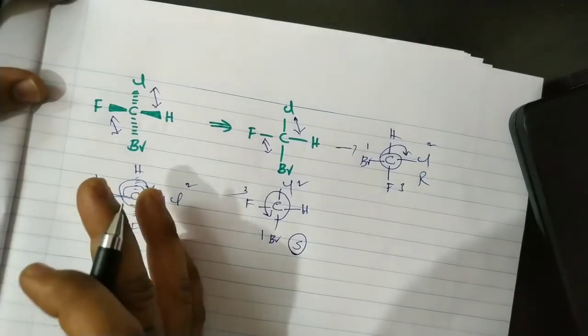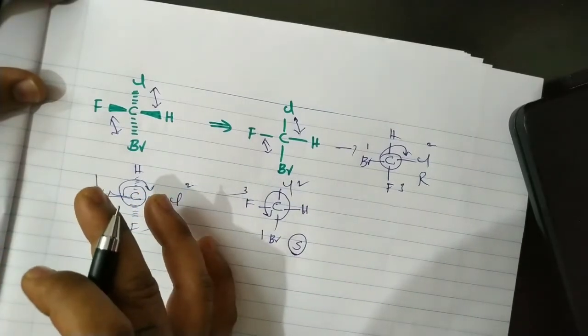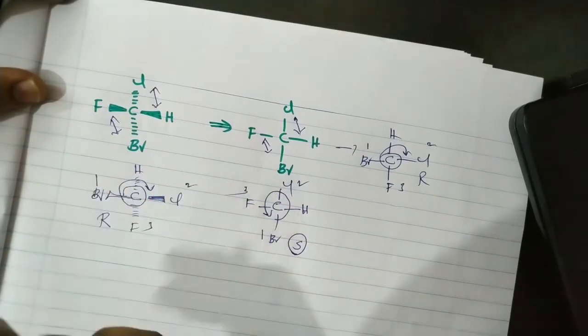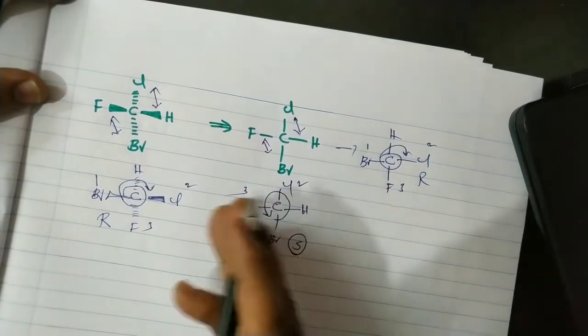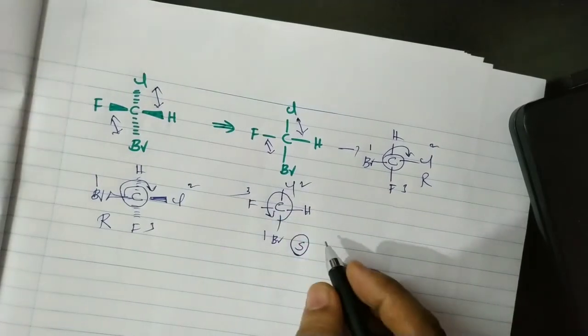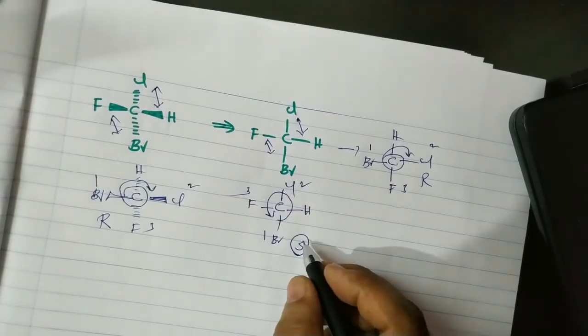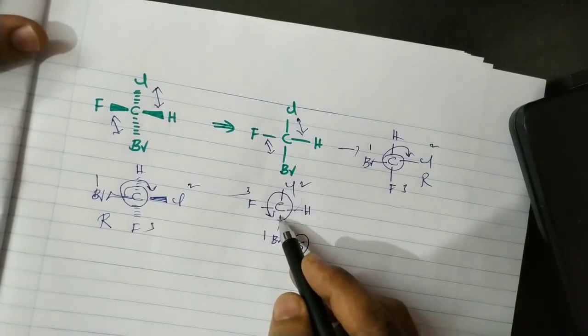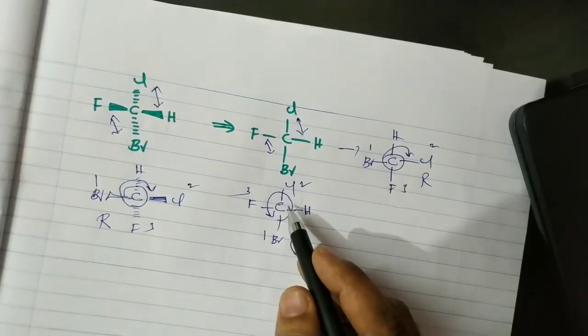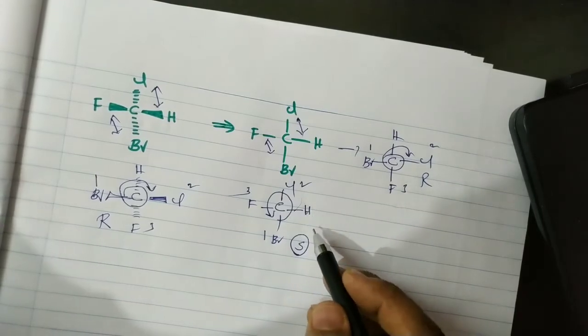Okay, that's why in a 2D presentation, when deciding the RS configuration, if hydrogen, the least priority group, is on the horizontal line, we can just take the reverse of what you get. That means here in this case, this arrow is in anti-clockwise direction, so we should give the S configuration.